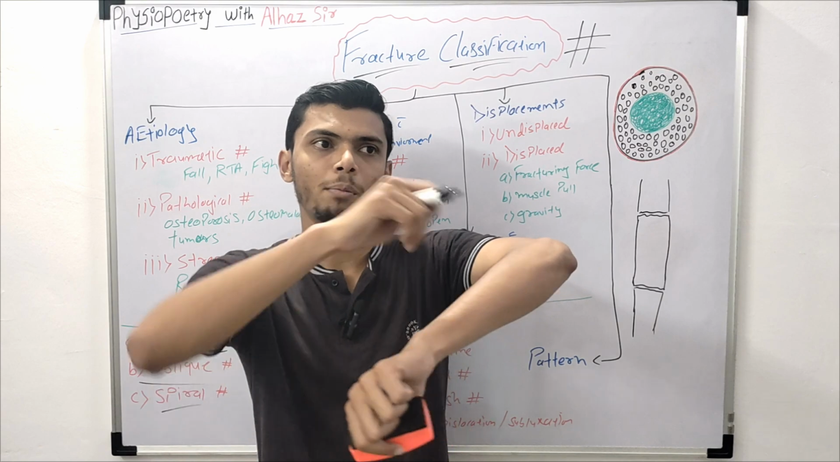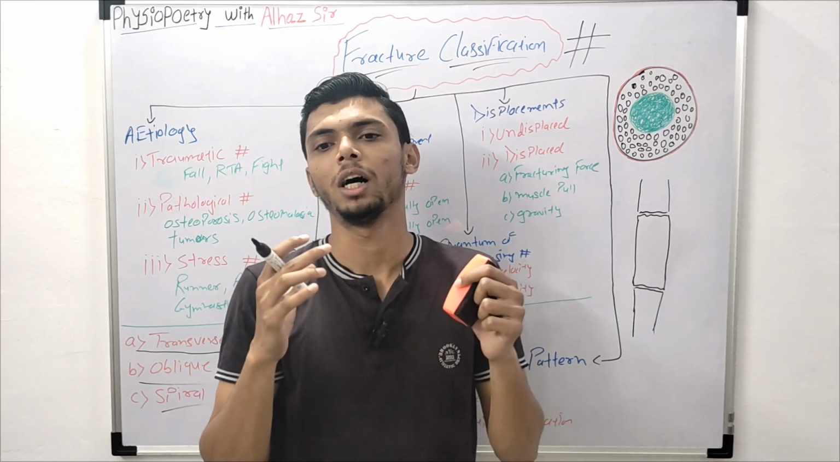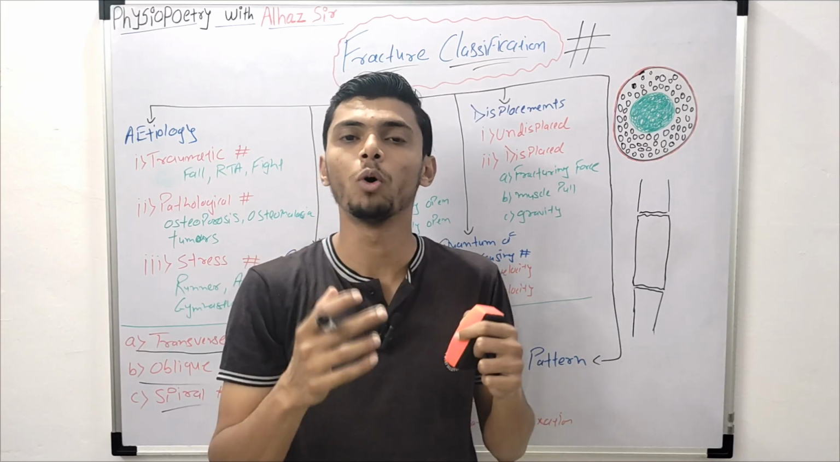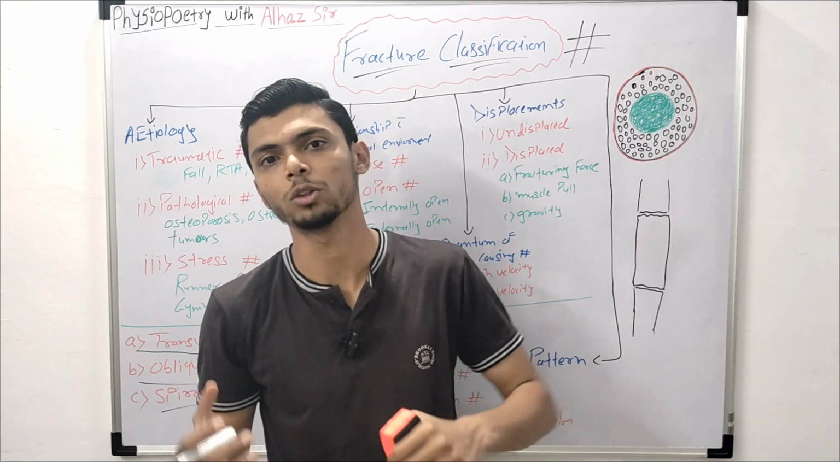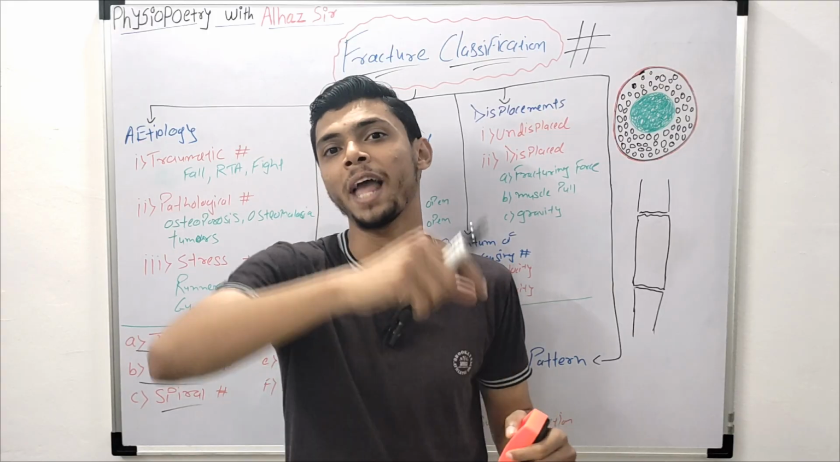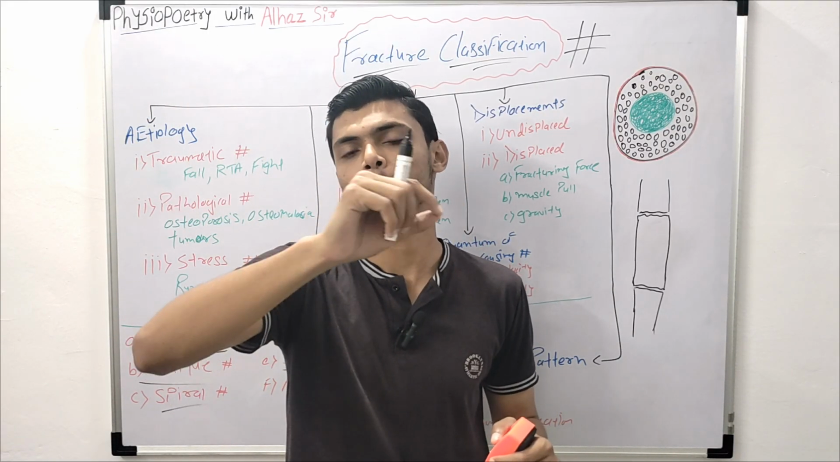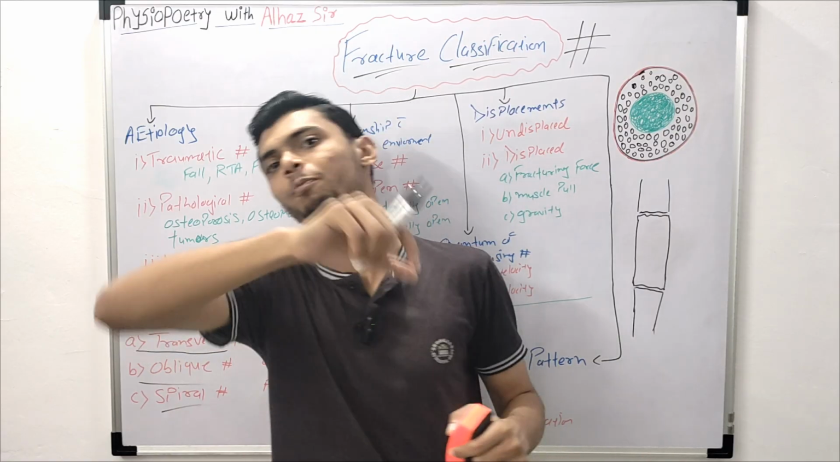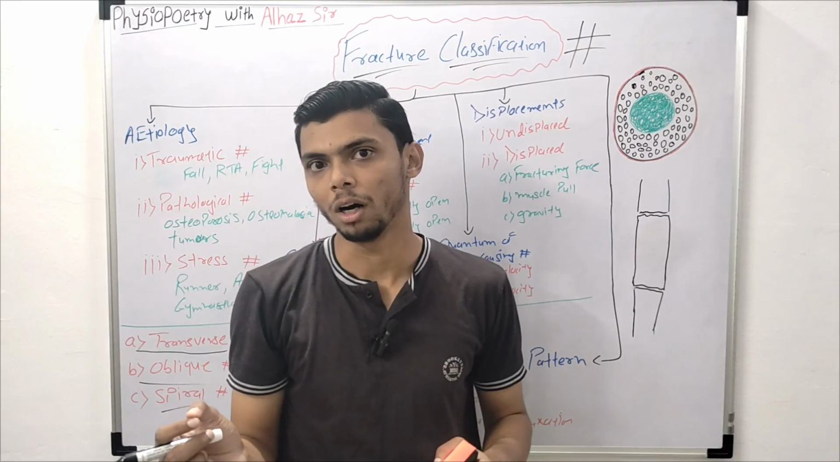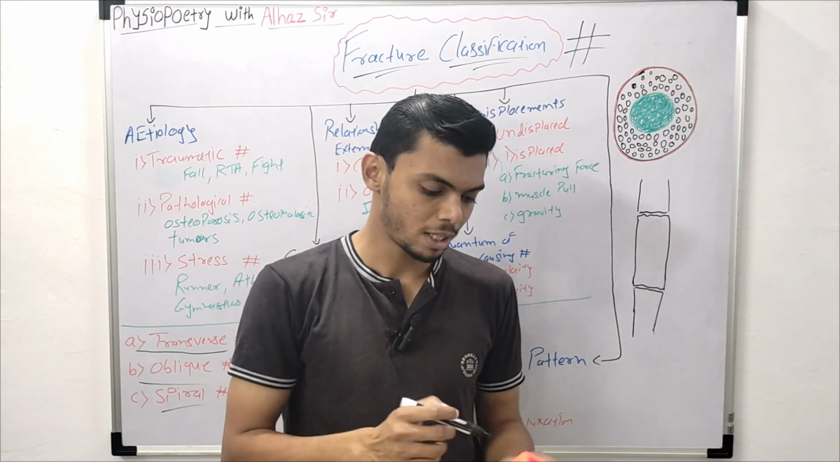If there is more muscle force applied, if the ligament force is more, if the tendon has applied more force, and it gets lifted from its place, gets uprooted from there, and they pull some bone chip with them, they pull some fragments of bone along with them, then we will call it avulsion fracture.